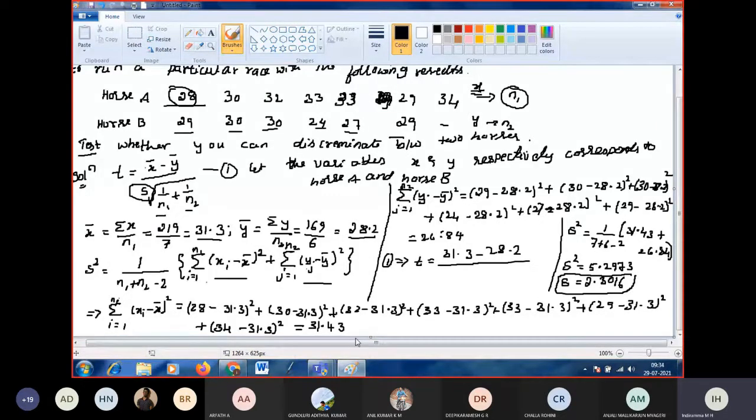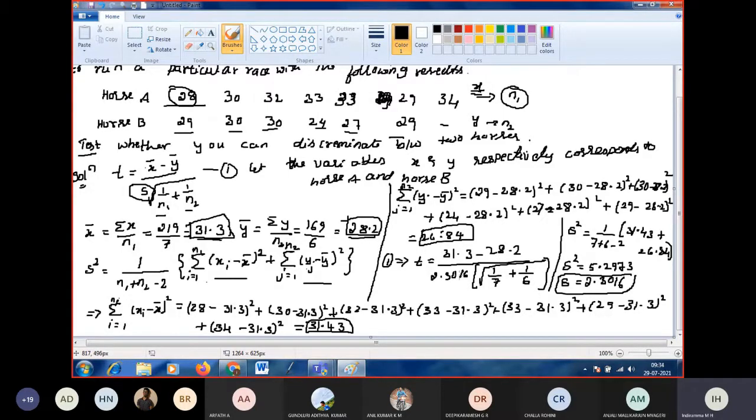Okay, you should highlight your answers. So which values are very important? Put it in the box, the important step values. Then you can easily identify those values. Okay, now substitute the S value here. S is 2.3016 into square root of 1 by n1 plus 1 by n2. n1 is 7, n2 is 6. Now simplify this.